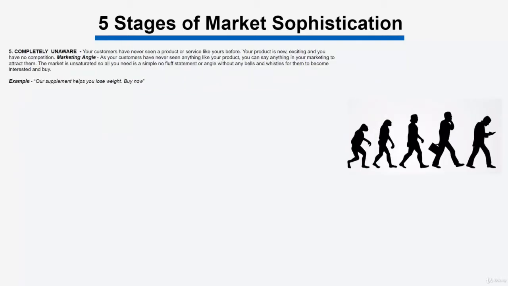So the number 5 stage here, which is the completely unaware, brand new item, right? The marketplace has not seen this. And when a brand new market comes up, you can really think about yourself as being a pioneer. Your customers have never seen a product or service like yours before. Your product is brand new, it's exciting, and you really don't have any competition. Now, since they don't know anything about your product or service, it's completely brand new, you can pretty much say anything to your market and attract them to your product or service.